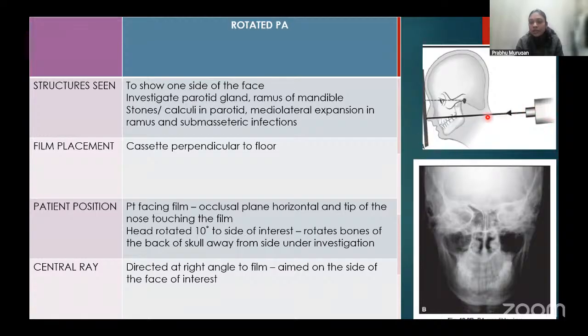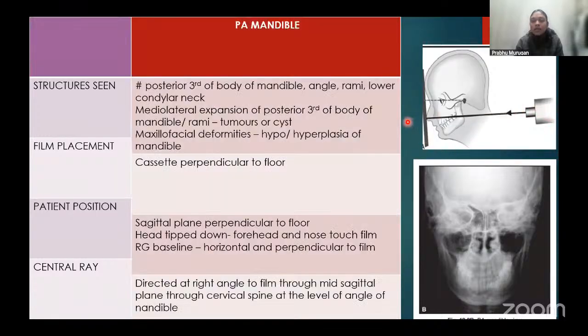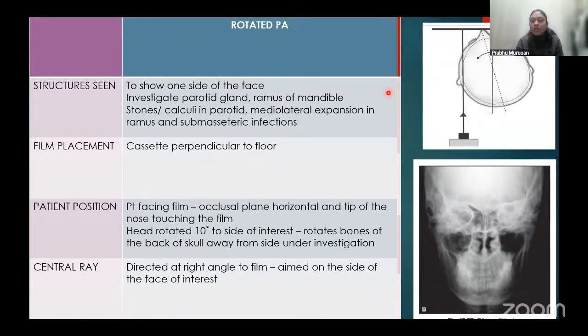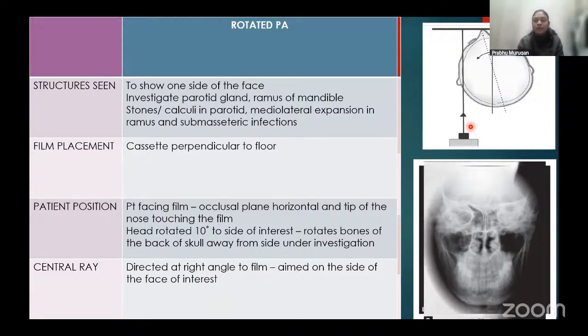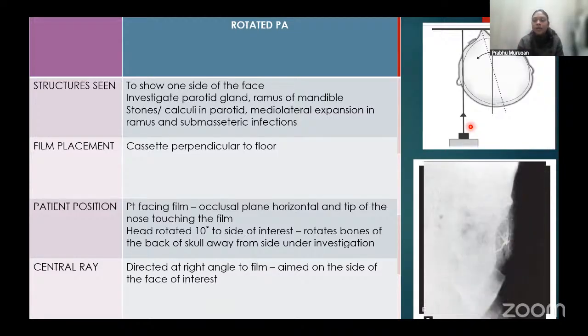You can see that it will be exactly through the center. In case of your rotated PA view, you ask the patient to slightly shift the head towards the region of interest, and you'll also move the X-ray source towards that particular side and then expose it. Okay. This is your rotated PA view.